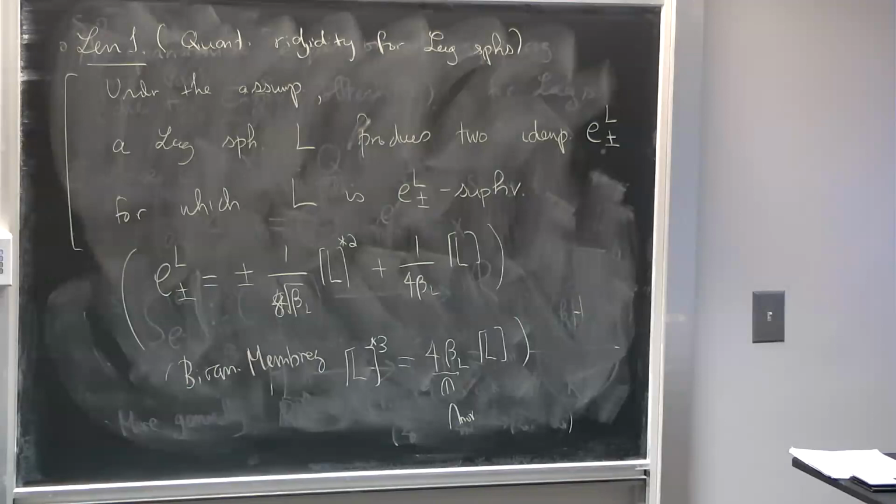Okay, I understand. Great. And now let's suppose you have an A2 configuration like this. And as I said in lemma 1, each one of the two spheres produce two idempotents, right? So you have ES1 minus and ES1 plus, and same for S2. You have minus and plus.